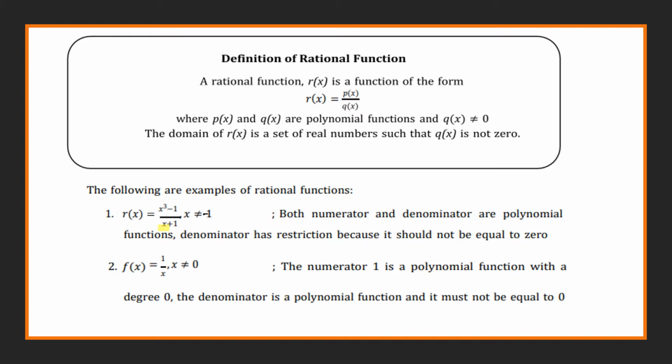Okay, let's have number 2 example. f of x is equal to 1 over x, wherein x is not equal to 0. So the numerator 1 is a polynomial function, and take note because the degree is 0. The denominator is a polynomial function and it must not be equal to 0. So number 2 is also an example of a rational function.